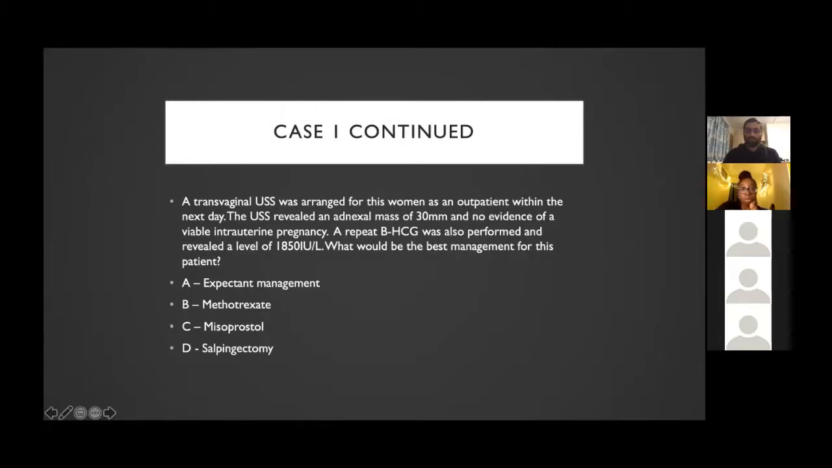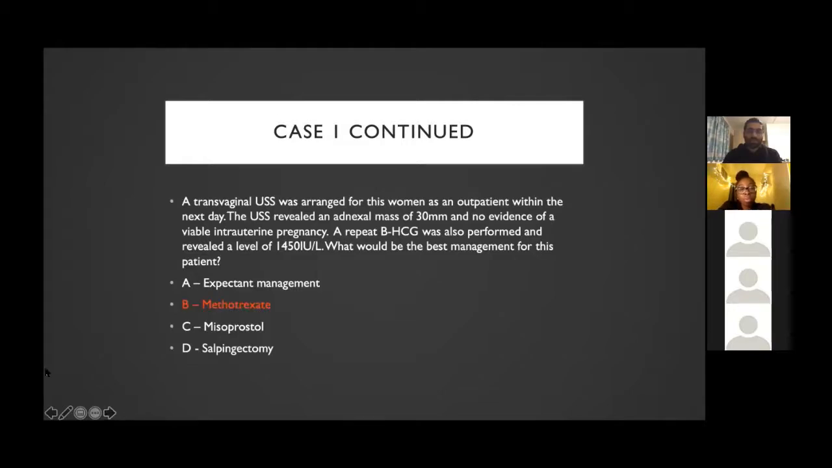I'll just give a few more seconds. Okay, so a bit of a mixed bag there. Those who said methotrexate, you're in fact correct.